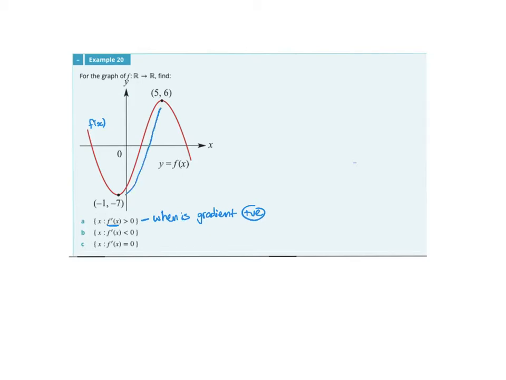So I could say when it is positive between when x, you could say -1. Sorry. So we can use set notation, and we can go x and up to 5. That's when it was positive. Now here, when is the gradient less than 0? That's saying, when is it negative?